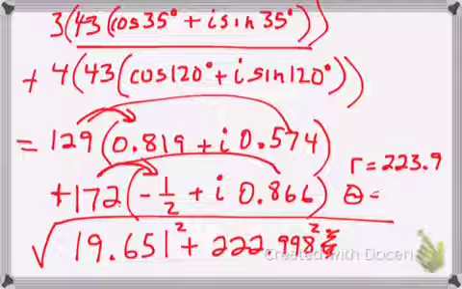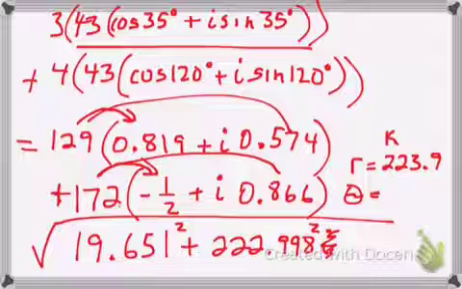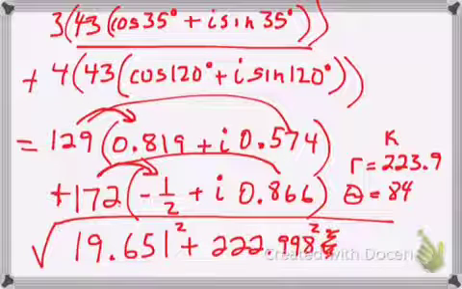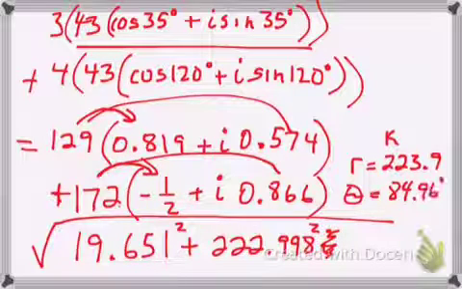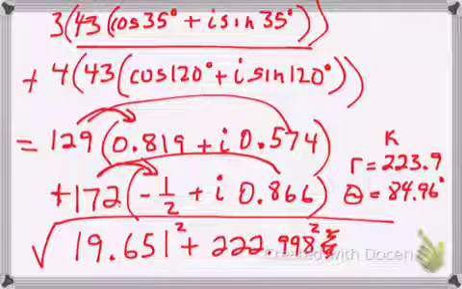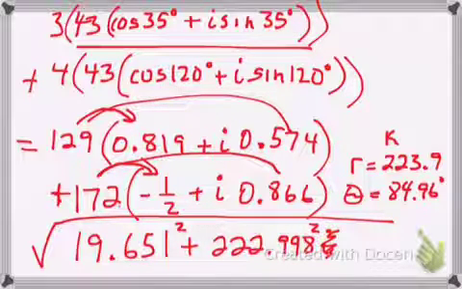Now, what's the heading here? 84.96. How'd you find that? I just did inverse tangent of 222.998 over 19.651. That is our theta heading. So we're 223.9 nautical miles away at an angle of 84.96 degrees. What did you do? Inverse tangent, B over A, right? Yes. All right, so now this is where we're headed with this.